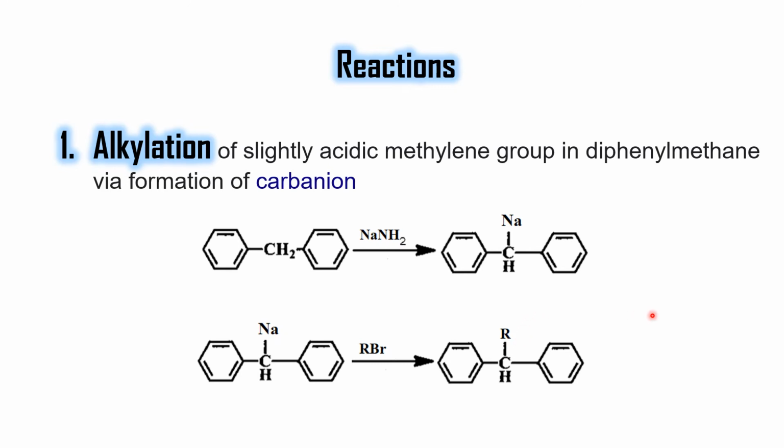So this alkylation is made possible because of the acidic nature of this methylene group. It is made to react with the base, and then later on the base can combine with the halogen so that we can get the counterpart. This R alkyl group can be added to the central methylene group.